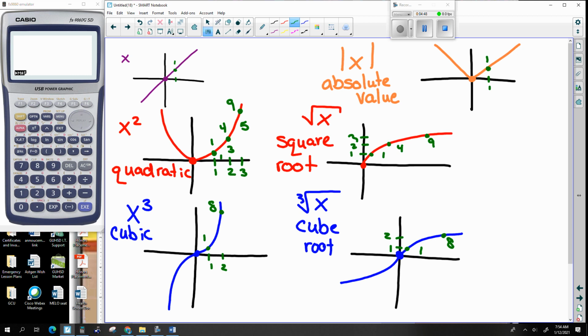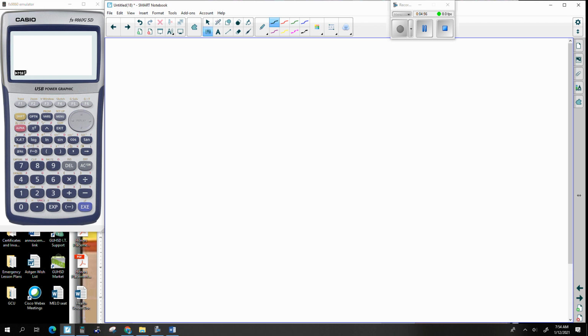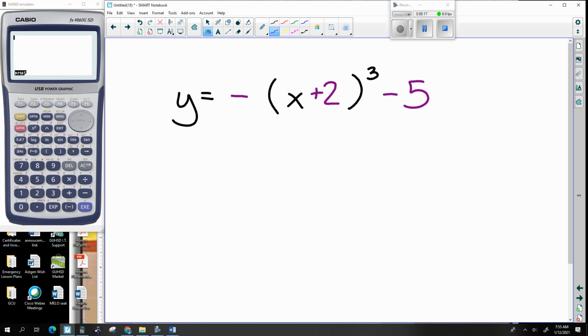So I think today we are kind of talking about these cubics and these cube roots, and learning how to manipulate them. Again, how you manipulate a general equation. Let's say I have an x to the third, say I have a negative, say plus 2 minus 5 or something like that. Okay, what these things do. The minus is called a vertical reflection. Okay, a vertical reflection reflects vertically or reflects over the x-axis.